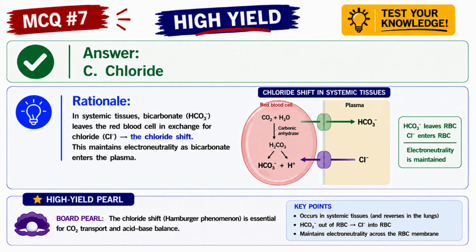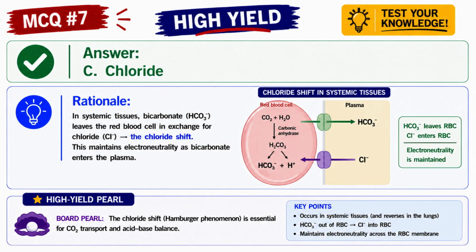Chloride. Here's why. This is the chloride shift, already established in question 1, but tested again here from a slightly different angle. As bicarbonate is produced inside the red blood cell at the tissue level, it must exit the cell to be carried in the plasma. Bicarbonate is negatively charged. If it simply leaked out, the red cell would develop a positive charge. Electrical neutrality would be lost.